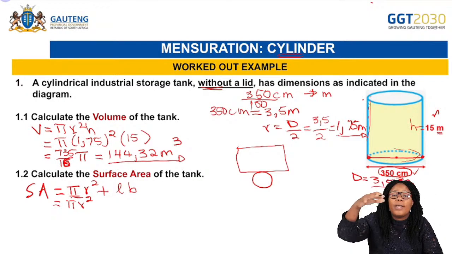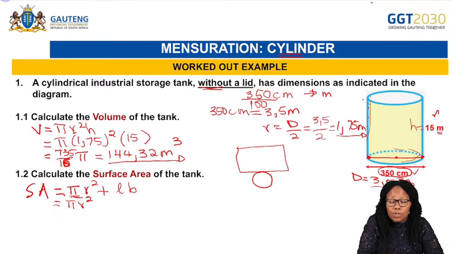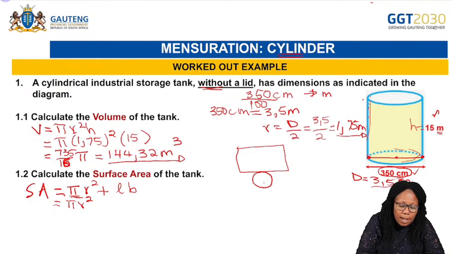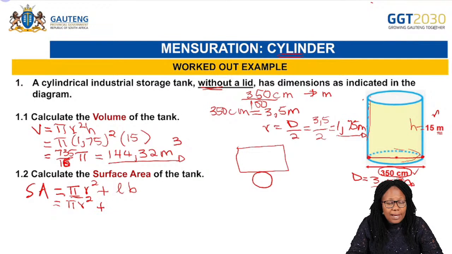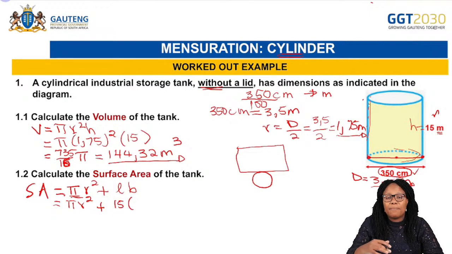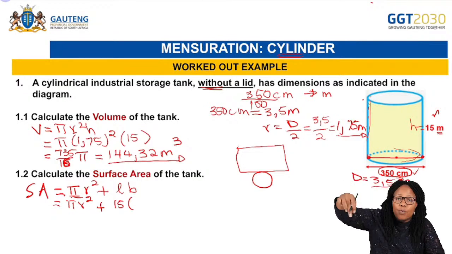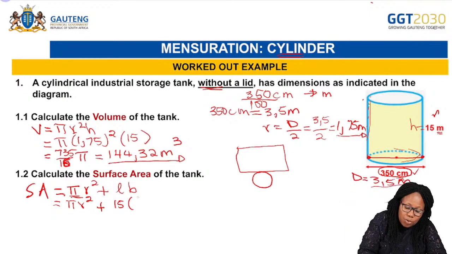But in the case where there's a lid, we are going to have a 2 here, indicating that we have 2 circles. So in this case, we have only one for the bottom part, okay? And then with the length by breadth, what is the length of this particular one? We have the height, which is 15. And remember, the breadth part is the one that takes the circumference of the cylinder, which is 2 pi r. It's using the circumference formula, 2 pi r.